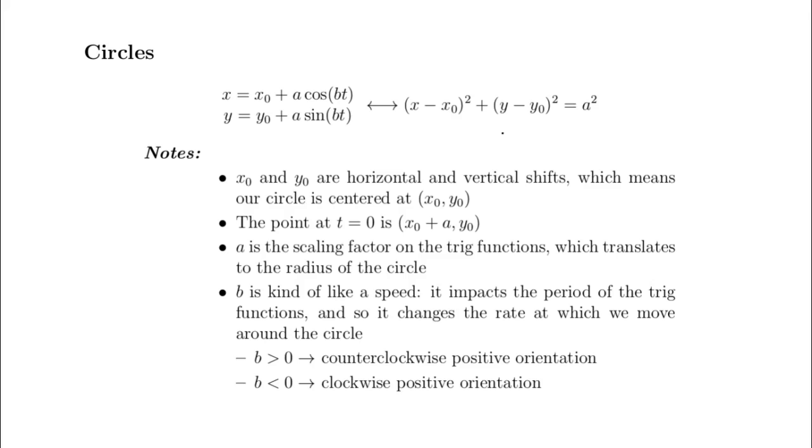It ends up acting like a speed, and it impacts the direction that we travel. You could think of it impacting the period of the sine and cosine functions, so it's going to impact how quickly you start repeating things. It's a speed component, essentially. Positive values of b, though, mean you're going to be moving in that counterclockwise direction. Negative values of b mean you're moving in a clockwise direction, and so they can change the positive orientation on there. So we'll just keep an eye on that kind of thing.